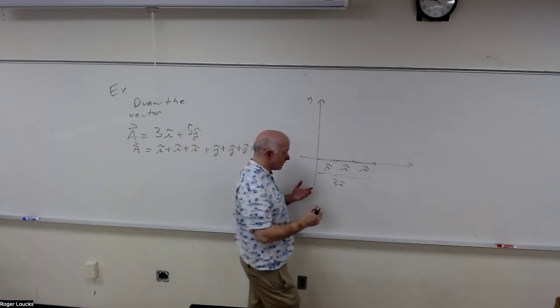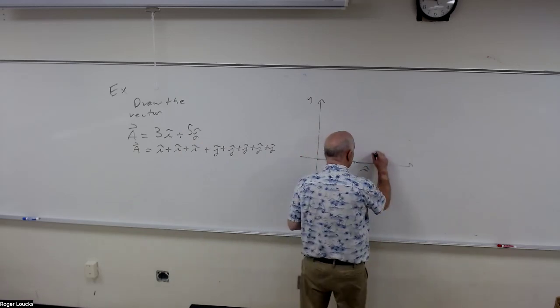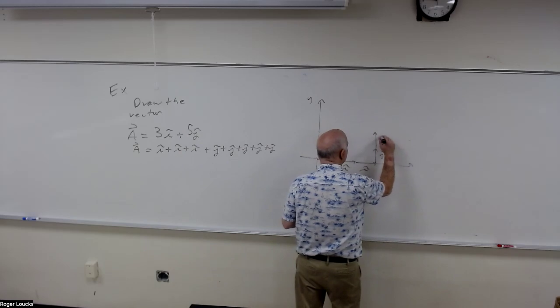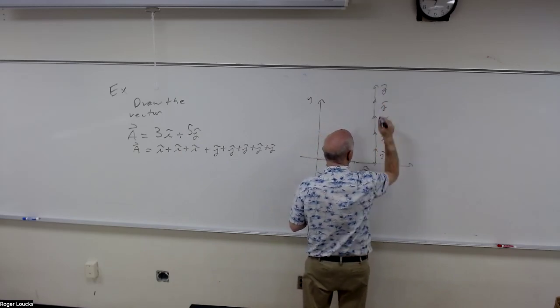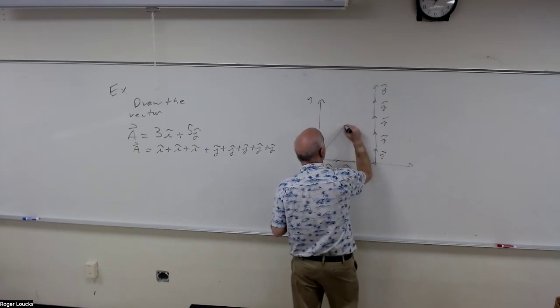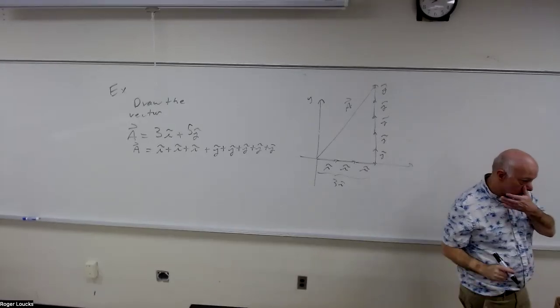Now, what is j-hat? Again, vectors add in the tip to tail fashion. All I'm doing is a tip to tail fashion here. j-hat, j-hat, j-hat, j-hat, j-hat. Do I have 5 of these? Yes, I do. So my vector A is that. Does that make sense?